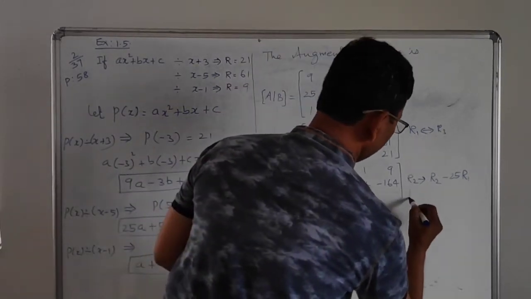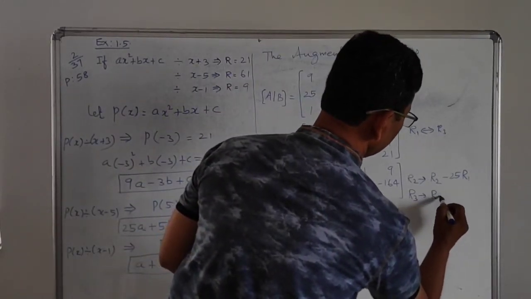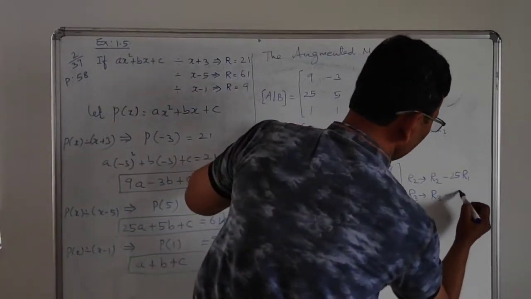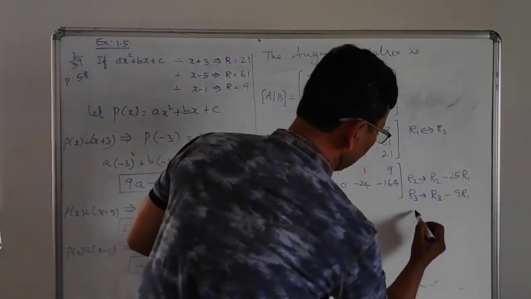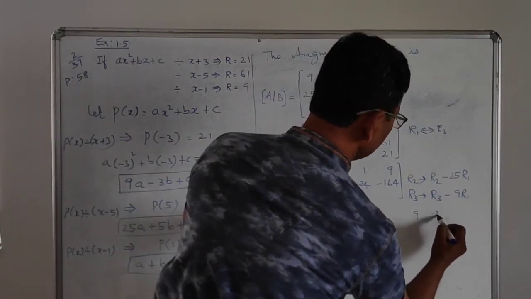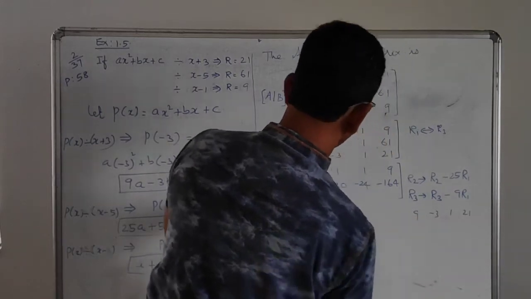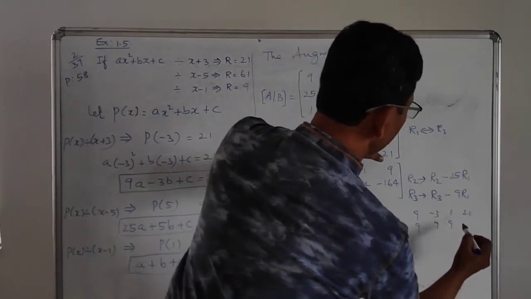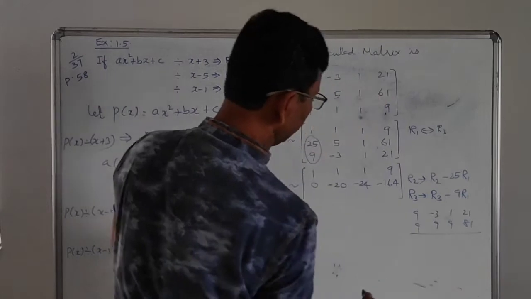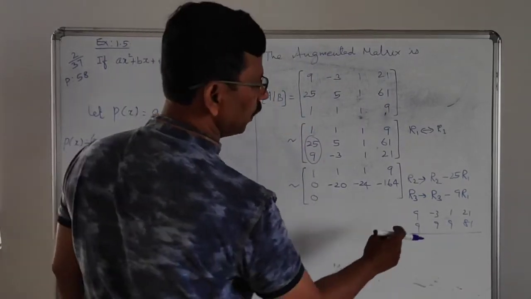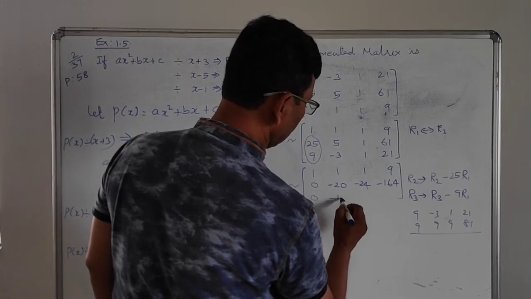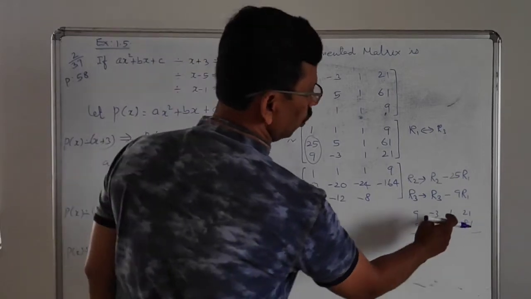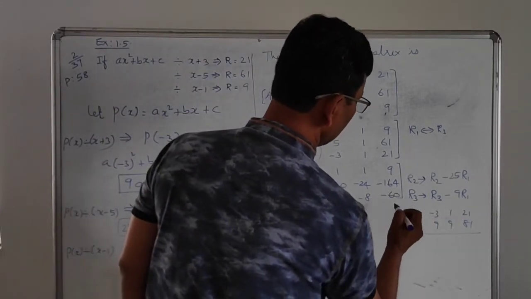Now next, you have to make this R3. R3 gives R3 minus. Here also, same sign, so you put a minus. This is 9, which means this must be divided by 9. Therefore, 9 times R1. First, divide this one by 9. This is 9, minus 3, 1, 21. Then if you multiply this by 9, you get 9, 9, 9, and this is 81. You have to subtract. 9 minus 9 gives 0. Minus 3 minus 9 gives minus 12. Then 1 minus 9 gives minus 8. Then 21 minus 81 gives minus 60.